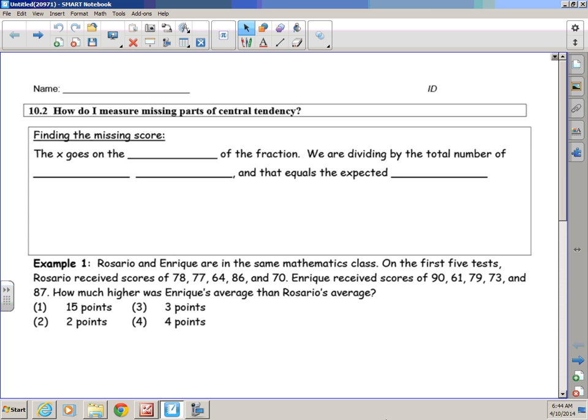They want to get an A, 90 or above, and what do I need to get on my last test to get an A, or my last two tests to get an A? So that's what we're going to do today, and I'm going to show you two ways that that can be done.